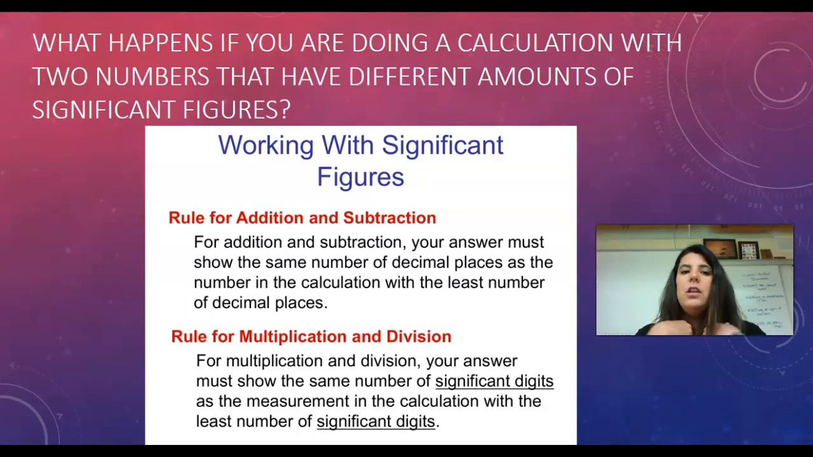So you're always going to figure out which of your starting numbers had the lowest number of significant figures, and when you write your answer to a calculation, that answer will be written with the same number of significant figures as the lowest one. So again, if I have a number with 10 significant figures times a number with 2 significant figures, my answer will only be written with 2 significant figures. So all the other numbers after the 2 significant figures would be dropped off.